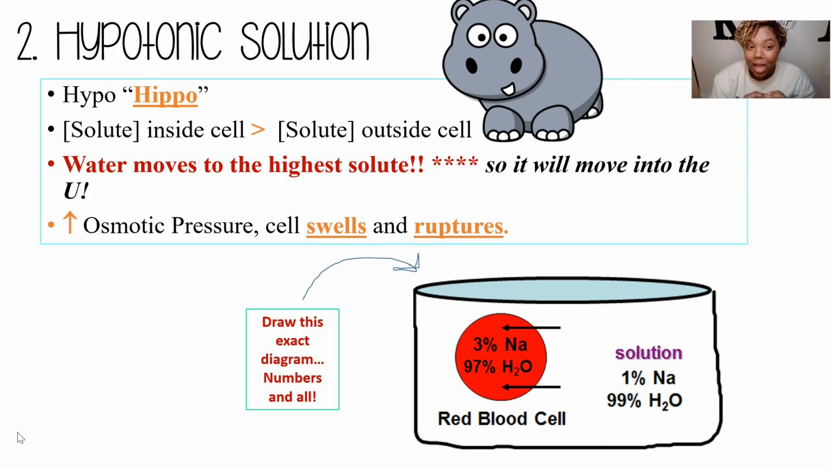All right, so the next one we're going to talk about is hypotonic. I like to think hippo, because what does a hippo look like? Boom, it looks swole, it looks fat. Like, look how cute this one looks. He's so cute. Anyway, so we have hippo. So you can guess the hypotonic one is the one that swells. So why does it swell? Well, the solute concentration, so how much solute is inside of the cell is greater than how much solute is outside of the cell.